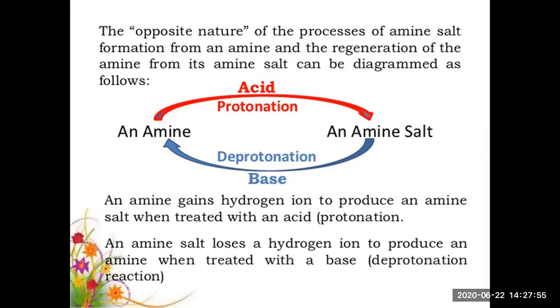An amine gains a hydrogen ion to produce an amine salt when treated with an acid. An amine salt loses a hydrogen ion to produce an amine when treated with a base. Reprotonation reaction. So this is what we can say: an amine, then an amine salt. So protonation and deprotonation, the reverse process is also carried over here.